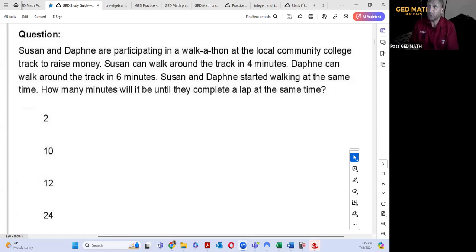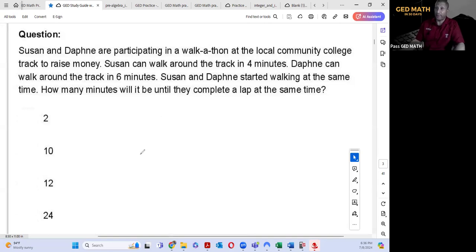Susan and Daphne are participating in a walkathon at the local community college track to raise money. Susan can walk around the track in 4 minutes. Daphne can walk around the track in 6 minutes. Susan and Daphne start walking at the same time. How many minutes will it be until they complete the lap at the same time? Most people just do 6 times 4 and answer 24. That's what most people do.